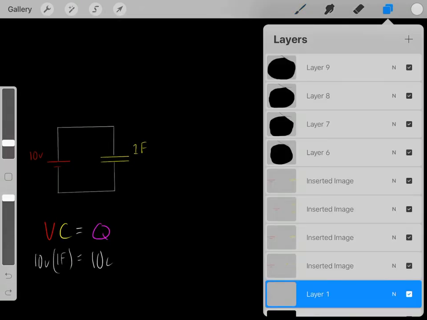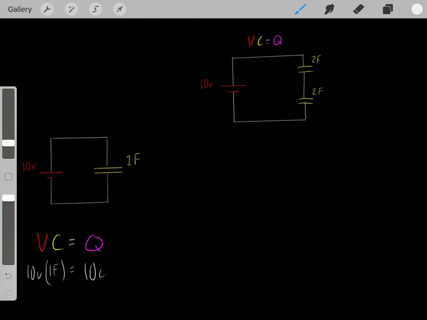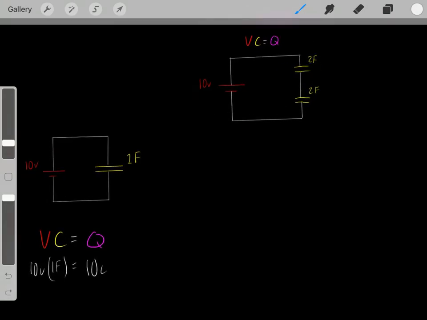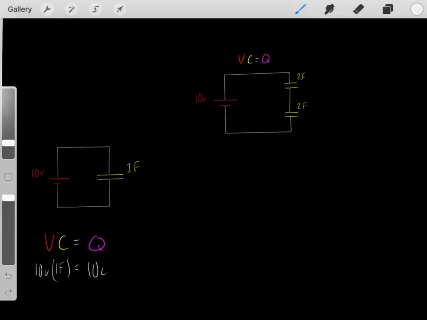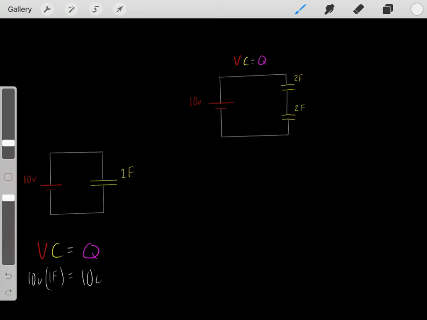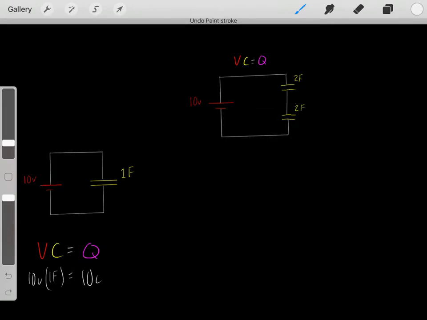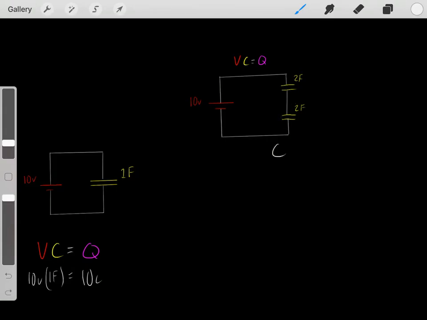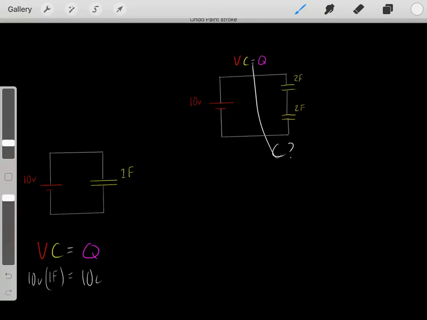However, what if we had a different example? What if we had this circuit? If we had this circuit, how much charge is stored on these capacitors? Well, again, we know we can determine that using this equation. If we know the voltage source of the circuit, and we know the total capacitance of the circuit, that will give us the charge stored on the capacitors. However, what is the total capacitance of the circuit? If we have a 2 farad capacitor and another 2 farad capacitor in series, what's the total capacitance of the circuit?